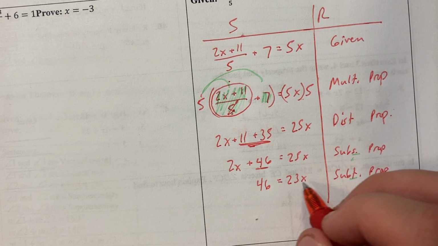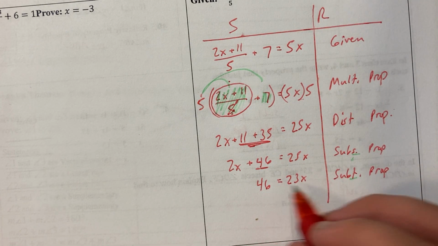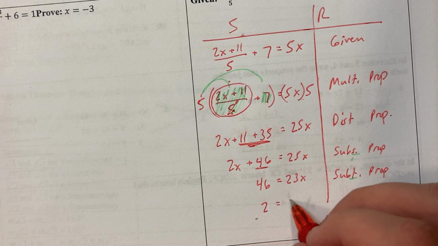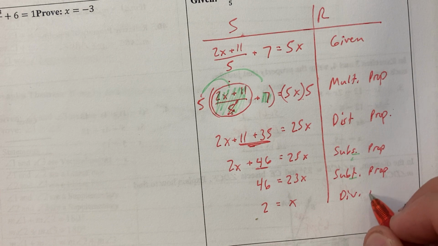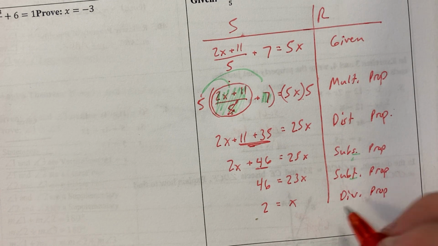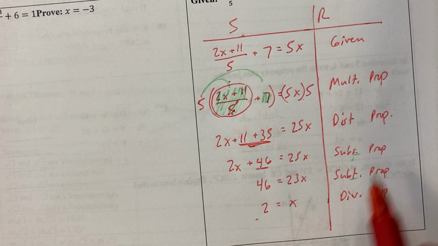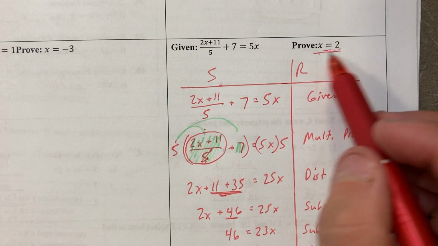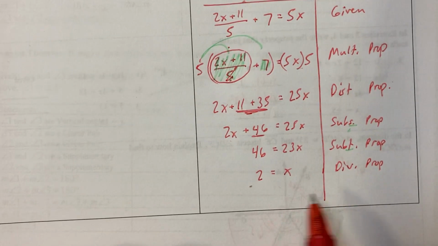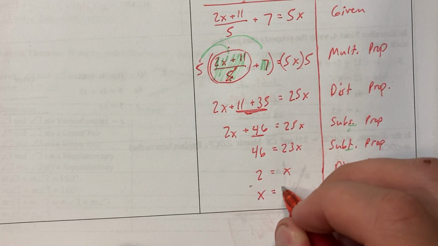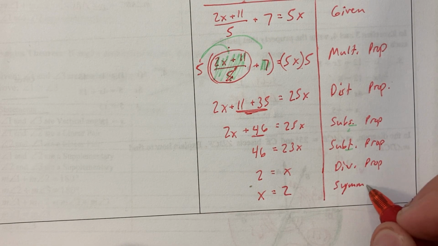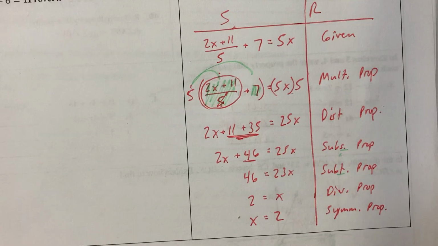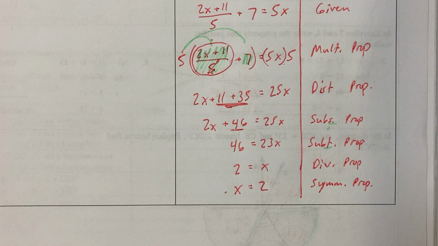And I'm going to divide. So divide by 23. 46 divided by 23 is 2. Ooh, interesting. And then lastly, I was trying to prove that x equals 2. I proved that 2 equals x. So now I just have to flip it around, and that's the symmetric property. We've got reflexive, symmetric, transitive. That's the symmetric property when you just flip it around.